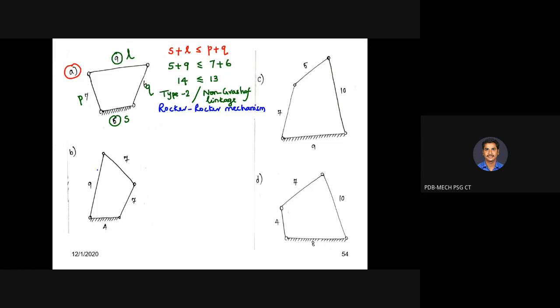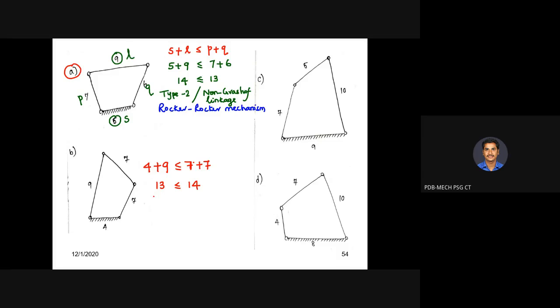Now coming to the second case. Okay, second case, tell me. Which is smallest? 4, sir. Largest? 9, sir. So 4 plus 9 is 13, and the other two links, 7 plus 7, 14. Please mute. So here 13 is less than 14. So is the condition satisfied or not? Yes, the condition is satisfied. 13 is less than 14.